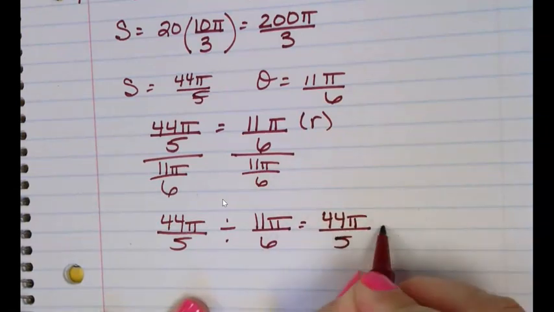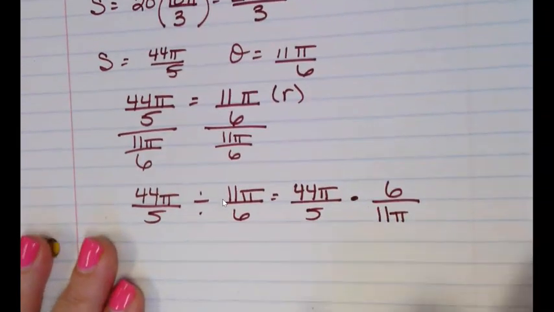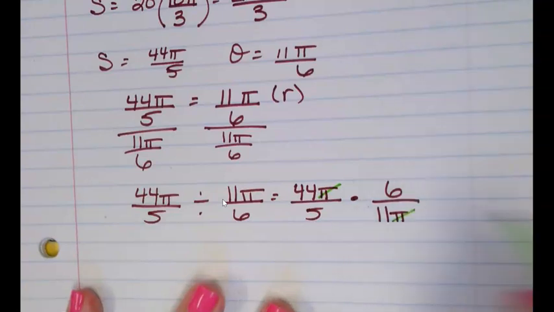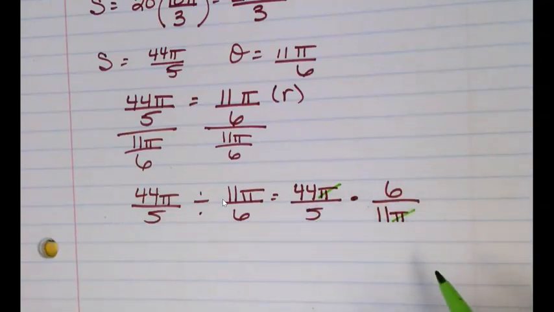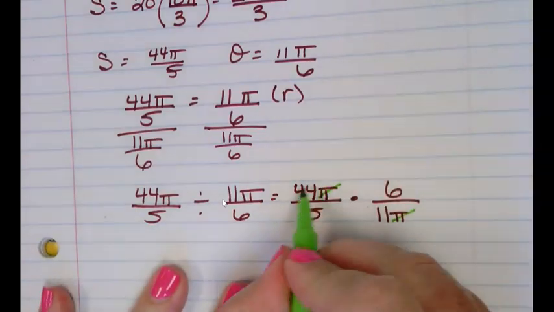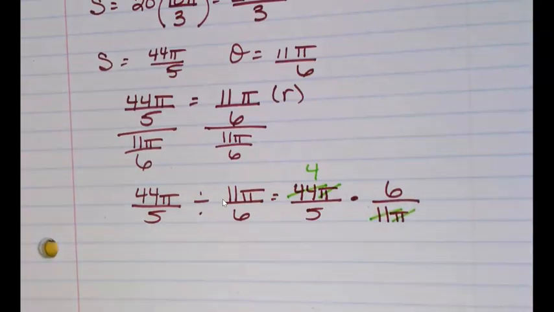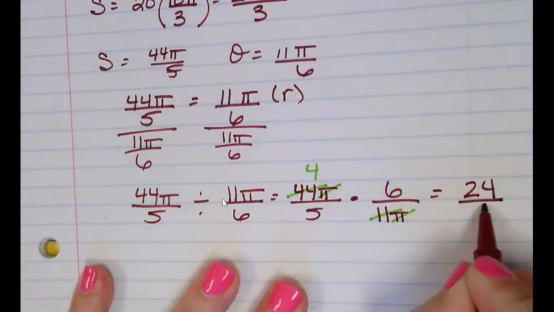Keep, change, and flip. Okay. And I'm going to reduce while I'm here. So first the pi's cancel. Notice here 44 and 11, I can take an 11 out. If I do, that goes to 4 and the 11 goes away. Right? So now we can multiply and we get 24 over 5.